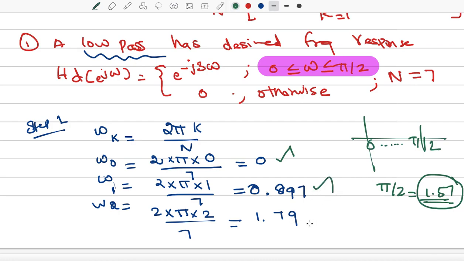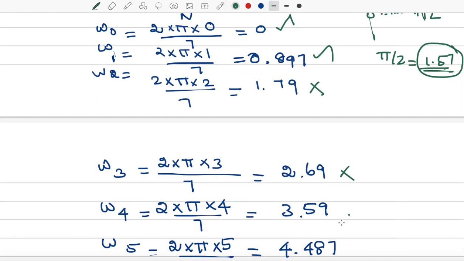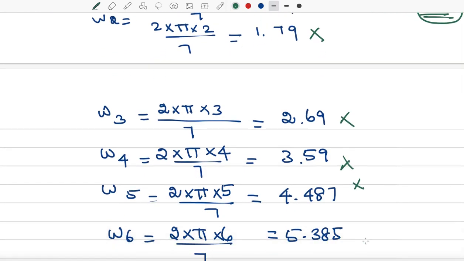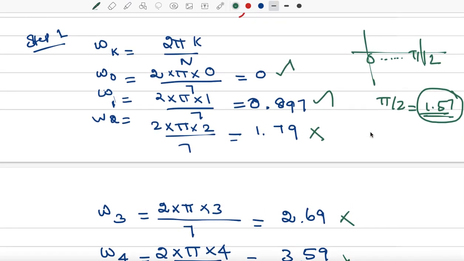Then compare the third sample, it won't allow because it exceeds the cutoff frequency. Similarly, the remaining ones also won't. So based on this, the samples allowed are for k equal to 0 and 1. For this cutoff frequency, to design a low pass filter, it will allow the samples k equal to 0 and 1. Keep this in your mind.